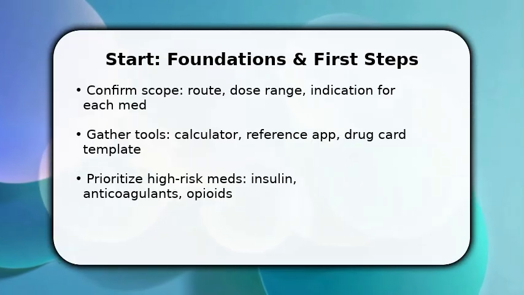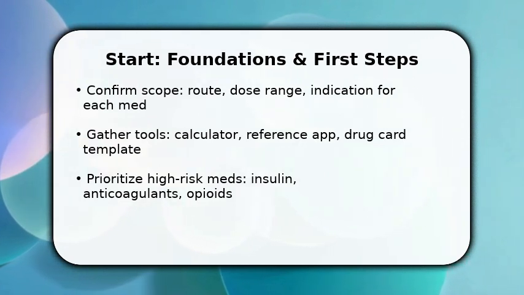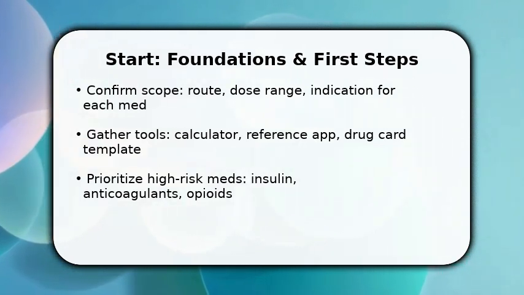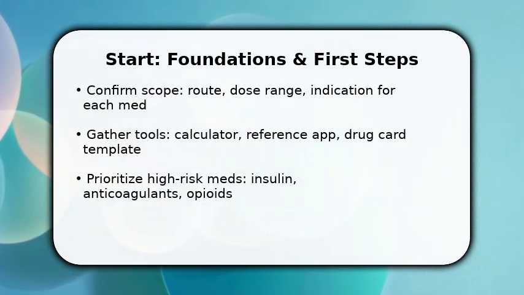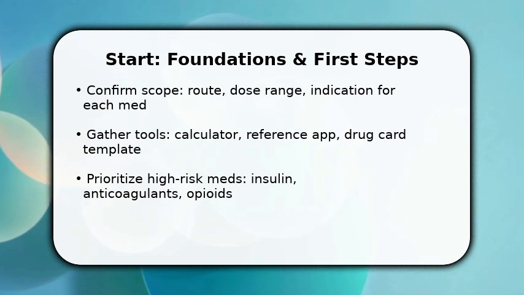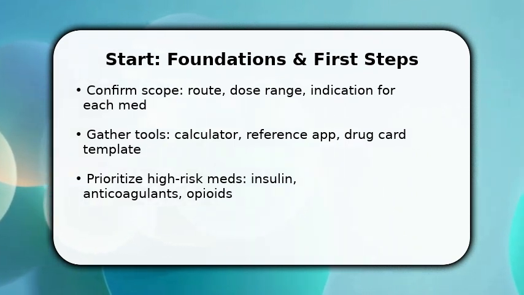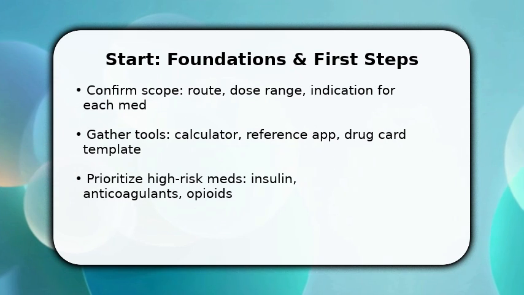You begin by focusing on essentials you must already know: common routes, typical doses, and indications. First, create a concise drug card for each medication. Include dose ranges, onset, peak, and key side effects. Once done, prioritize high-risk agents like insulin and anticoagulants so you learn them first.